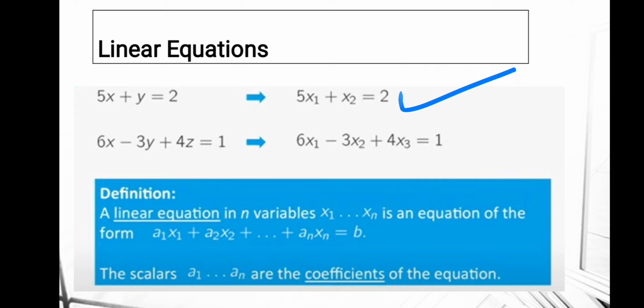Now, the definition states that an equation in n variables, which are x1, x2 up to xn, is an equation of the form a1 x1 plus a2 x2 up to an xn equals b, where b is some constant. Here a1, a2 up to an are the scalars, the coefficients of the equation. Coefficient means the coefficient of xi, where i goes from 1, 2 up to n.